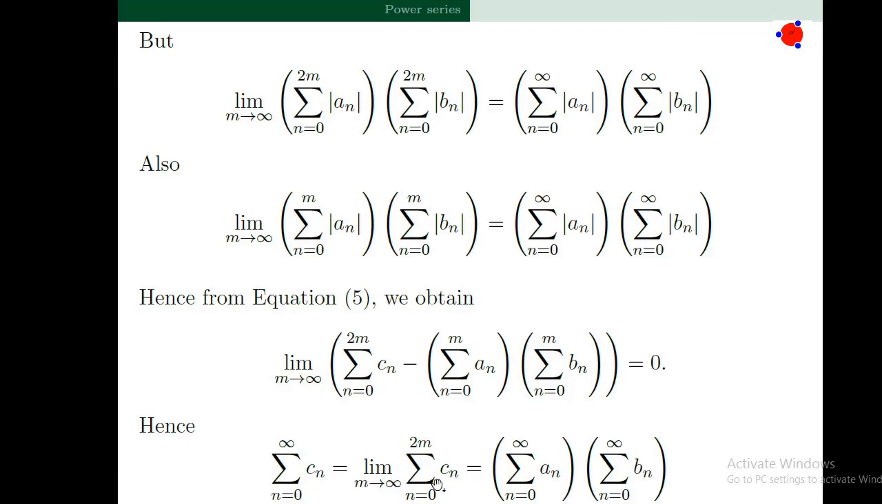Note that sigma mod cn is a convergent series. Therefore, sigma cn is absolutely convergent. But absolutely convergent means convergent. Therefore, the sequence of partial sums of the series sigma cn converges to the value summation n is equal to 0 to infinity cn. That means the Cauchy product series converges to the sum summation n is equal to 0 to infinity an into summation n is equal to 0 to infinity bn, where this is the sum of the first series and this is the sum of the second series. So the Cauchy product series converges to this value.